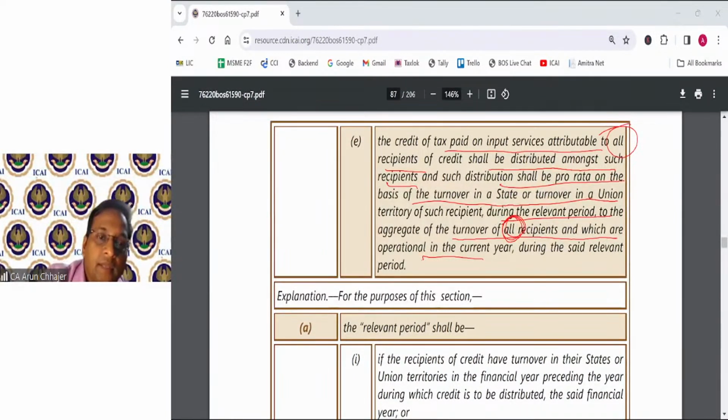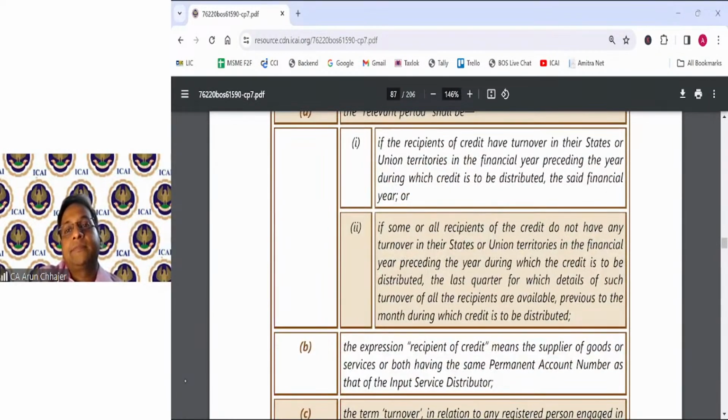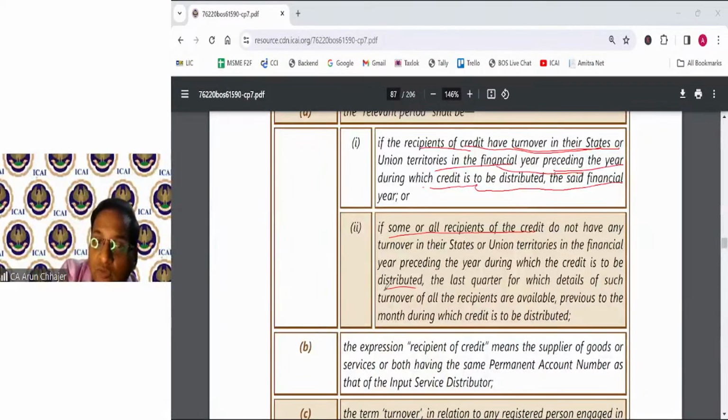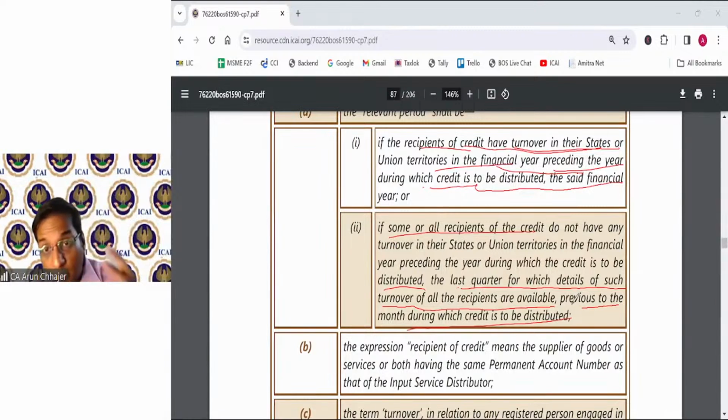Relevant period means: if the recipient of the credit has turnover in the state or UT in the financial year preceding the financial year during which credit is attributable, then that financial year; or if some or all of the recipients of the credit do not have turnover in the state or UT in the financial year preceding the year during which credit is to be transferred, the last quarter for which details of the turnover of all the recipients are available previous to the month during which such credit is to be distributed. Oh my God, what happened? Relevant period is divided in 2 parts.